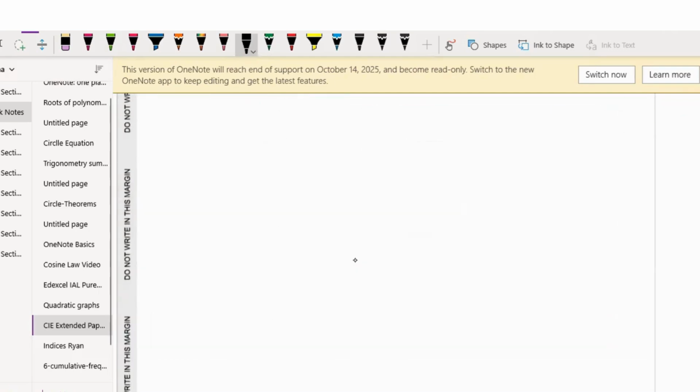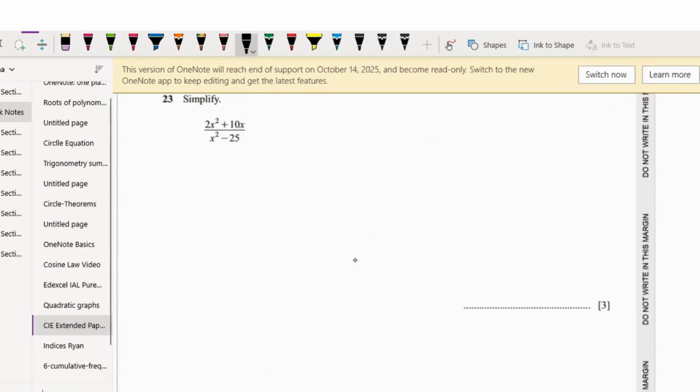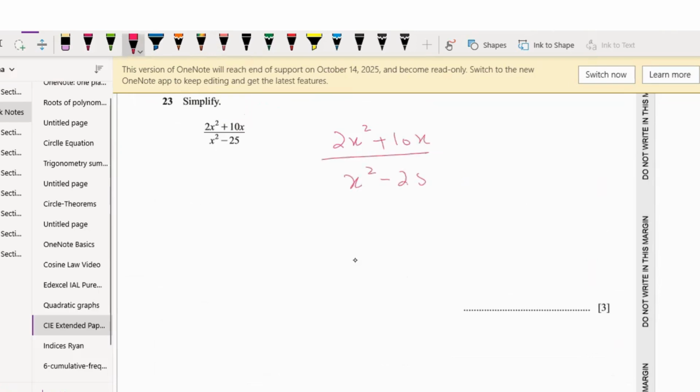Yeah. So question 23 is the last question we have here, which is 2x squared plus 10x over x squared minus 25. We have to simplify it. So first we can see from the top I can take 2 as common. We have to factorize the top, so I have 2 and x in both of them. So what stays in the bracket? I took 2x out, so only x will stay here. Plus 10 divided by 2 is 5. So I'll write 5 here. 2x is already out, okay?